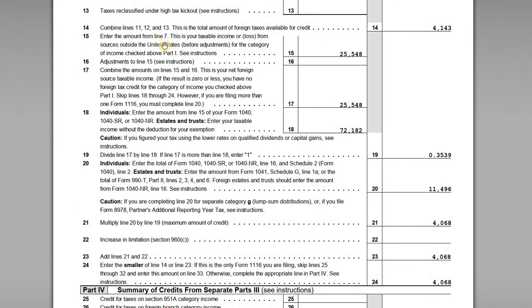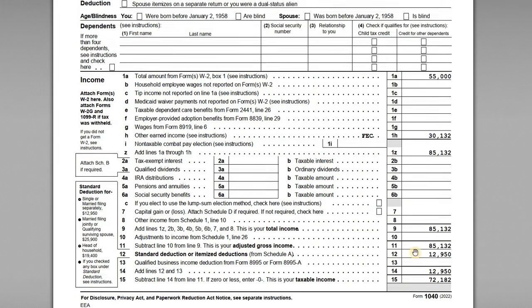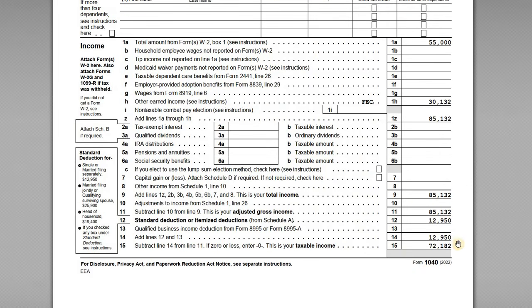Now, the taxable income on line 15, right? It's asking us to enter the amount from line 7. This is our taxable income from sources outside the U.S. before the adjustments. So that 25,548, again, that's our gross foreign source income minus the allocation of the standard deduction. Then on line 18, we report the taxable income from all sources. So the 72,182 is our taxable income here on line 15, $72,182.